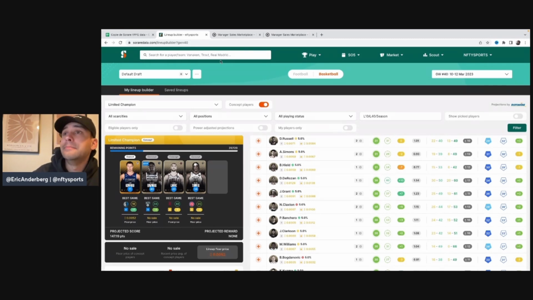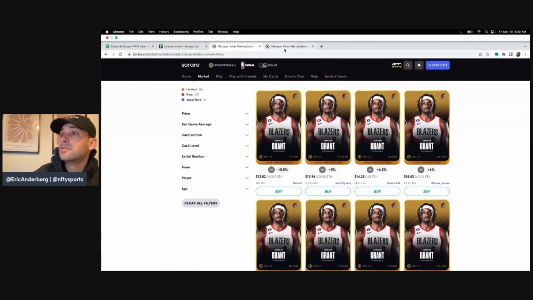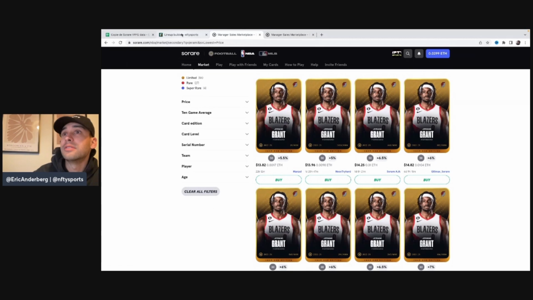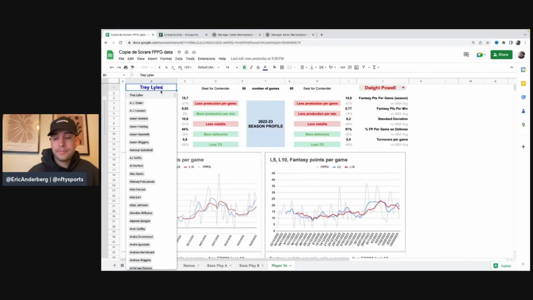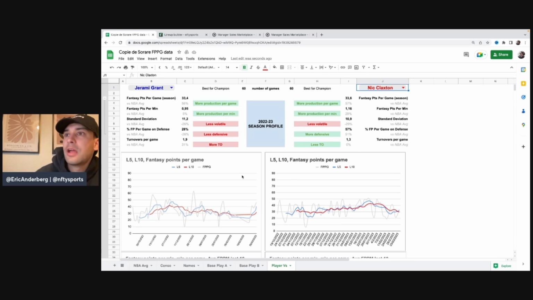So I'm going to take a look at both of those guys on the marketplace, also using this tool to determine it. As you can see, they're very similar in price. Jeremy Grant, $13.82. Claxton, $14.25. So almost the exact same in price, about 50 cents of a difference there. So I'll go back to the chart, put in Grant first, and then Claxton. And then you have the analysis right here at your fingertips.